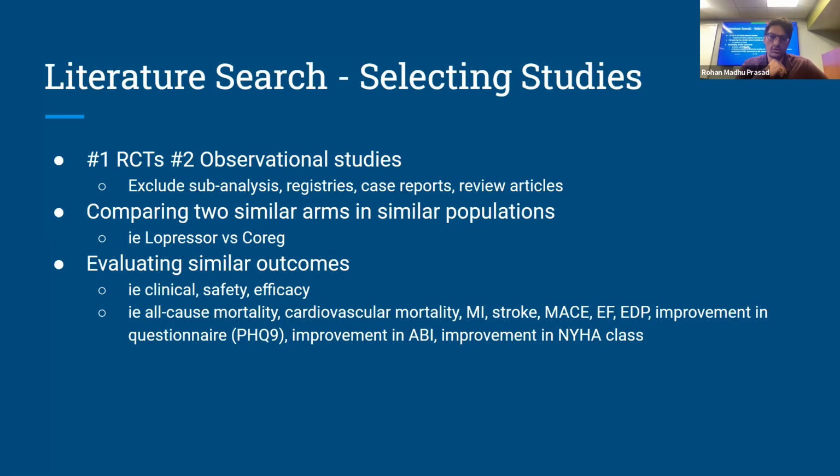So for the literature search, how to select a study, the number one study you're going to want to pick is a randomized controlled trial. The number two study you can pick is an observational study if you're having trouble finding enough studies to do a meta-analysis. You're going to exclude any study that mentions the word sub-analysis, registries, case reports, or review articles.